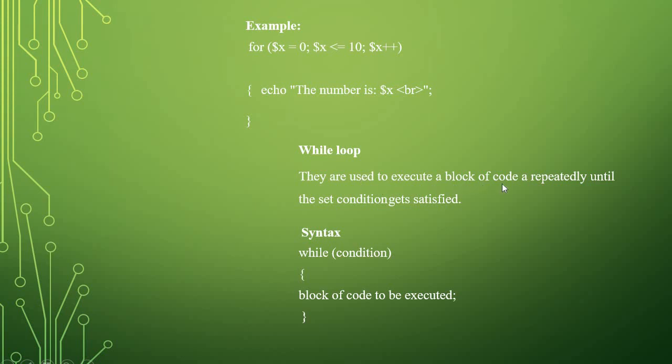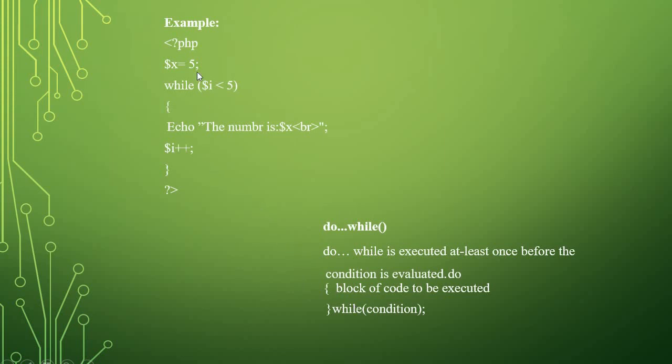While loops are used to execute a block of code repeatedly until the set condition gets satisfied. The syntax is while condition, then within the open and close braces, the set of code to be executed. A simple example: if $x equal to 5, while $i is less than 5, we can print the value of i one by one using this statement. The number is $x means it will print the value one by one. So every time the i value will be incremented.